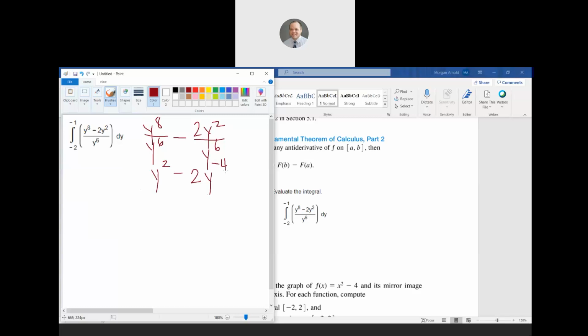Now we can use our power rule in reverse to find each integral or antiderivative. First term, I'll add 1 to the original exponent, and then divide by the new exponent, 2 plus 1. So that gives us y cubed over 3.